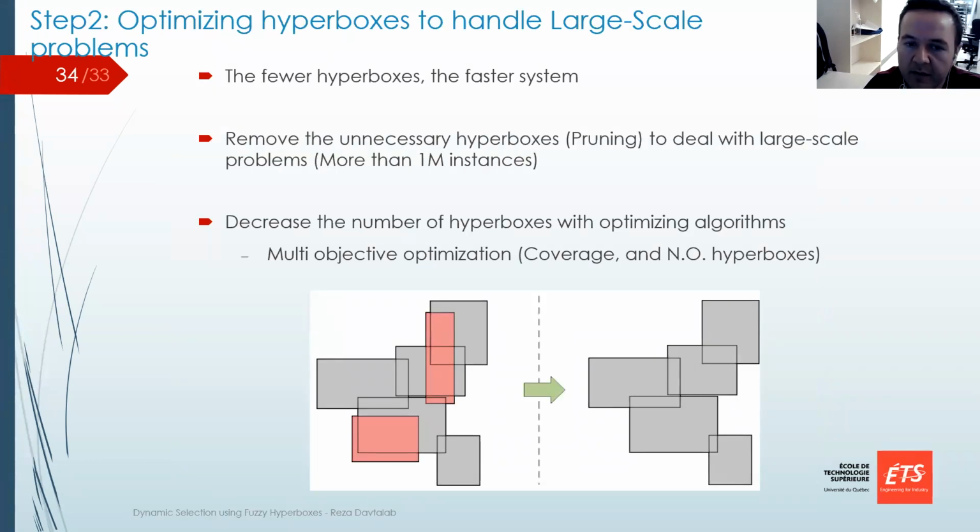In the second step of this project, we are going to eliminate unnecessary hyperboxes to deal with large-scale problems. In this step, we want to have fewer hyperboxes with the same coverage, because the fewer hyperboxes, the faster the system. At the same time, we want to keep the same accuracy. Actually, we will have an optimization problem at this stage that we are going to solve with optimization algorithms like PSO or GA. Actually, a multi-objective optimization algorithm like PSO.